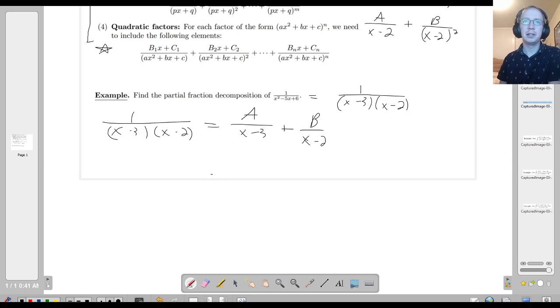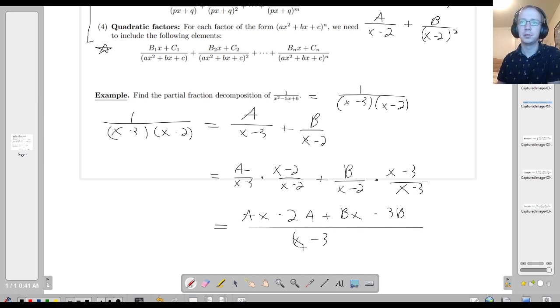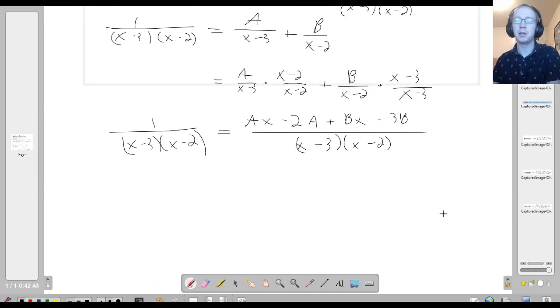So let's combine the right side of this equation, getting a common denominator. So I'm going to multiply this first fraction by x minus 2 over x minus 2. I'm going to multiply this second fraction by x minus 3 over x minus 3. So let's see, I've got Ax minus 2A plus Bx minus 3B all over x minus 3 times x minus 2. Okay, so apparently both sides of this thing are supposed to be equal. I just need to find the values of A and B that make it true.